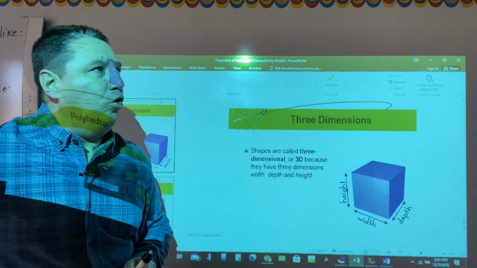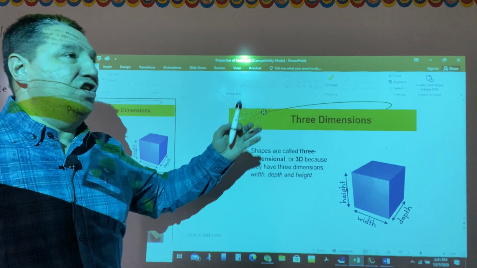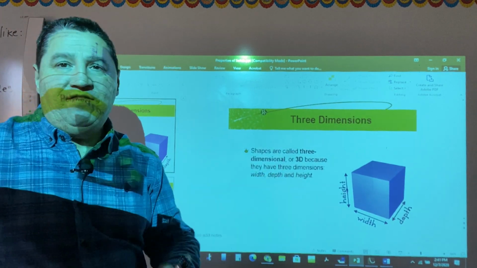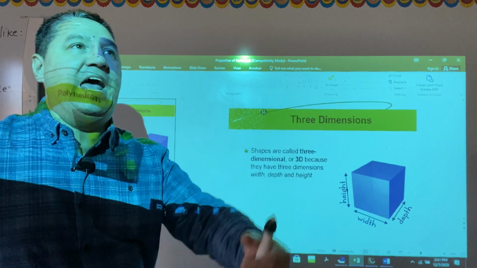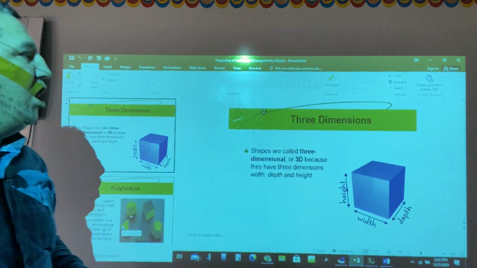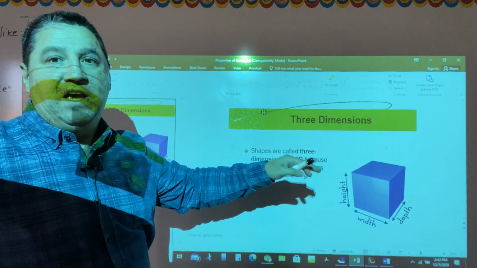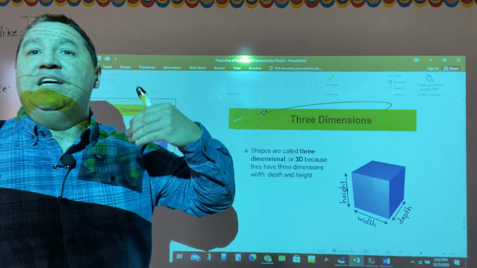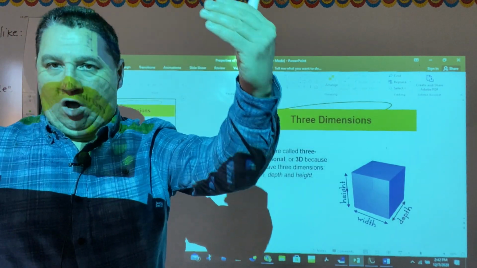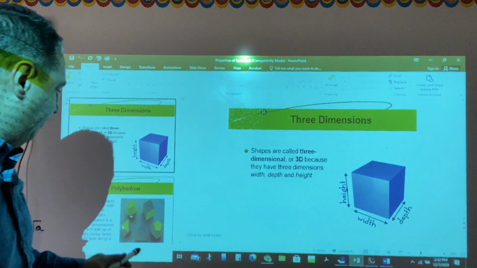Shapes are called three-dimensional shapes or 3D shapes because they have three dimensions: length, width, and height. Another name for a 3D shape is solid. Whenever you hear the word solid in geometry, you know it's about a three-dimensional shape.